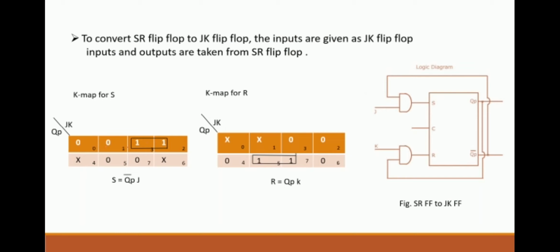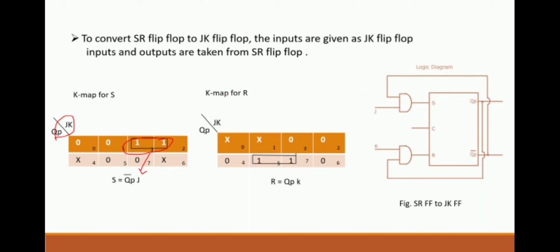We place the values from the S column in this K-map. QP and JK are the input variables. It is simple to form pairing of these two ones, and its Boolean expression is QP bar into J.